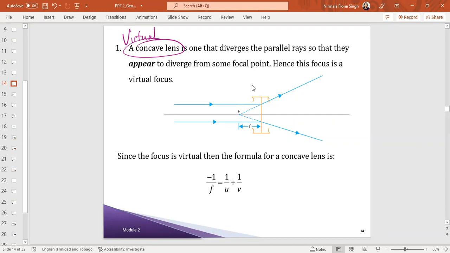So we have here, a concave lens is one that diverges the parallel rays so that they appear. You see the word appear? Appear means it's not actually there.